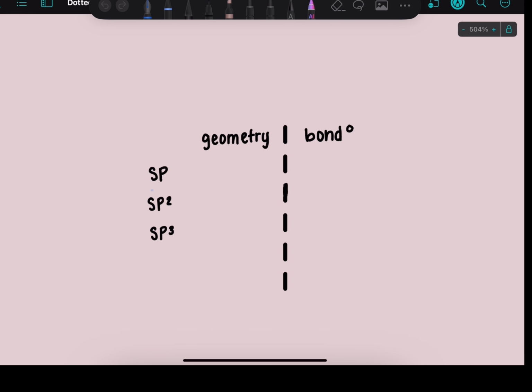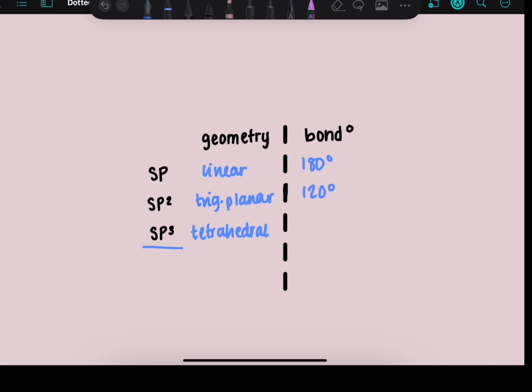When we are looking at an sp hybridized atom, we are looking at a linear geometry. A linear geometry corresponds to a 180-degree bond angle. When we are looking at an sp2 hybridized atom, we are looking at a trigonal planar geometry, which has a 120-degree bond angle. And then with sp3, we are looking at a tetrahedral geometry with a bond angle of 109.5 degrees.